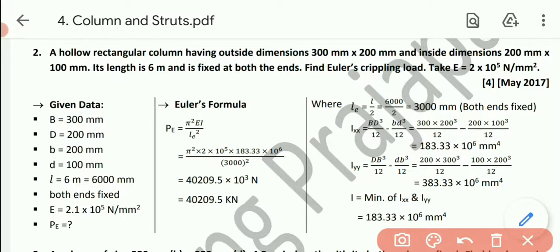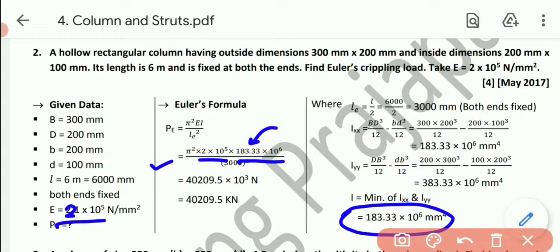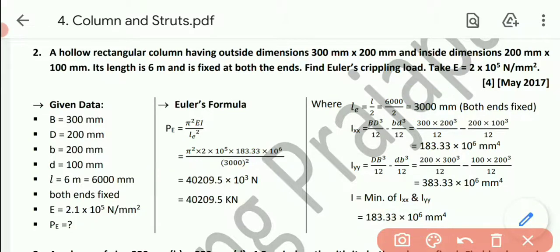So now let's solve the sum. Pi square E, as I told you, is 2 into 10 raised to 5. Then I is 183.33 into 10 raised to 6 upon LE square. L is how much? 3000 square. So ultimately I got all the values. Now by simplifying this I will get the answer 40209.5 into 10 raised to 3 Newton. Let's convert it into kilonewton, that is 40209.5 kilonewton. So that's the answer for Euler's crippling load.